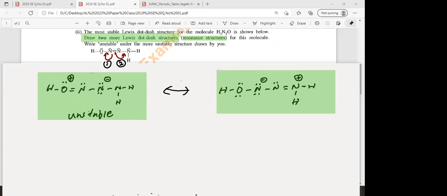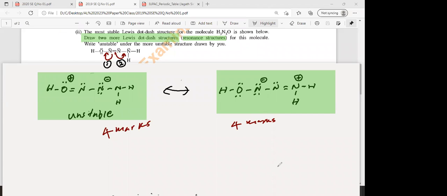Marking: they have given 4 marks for this and 4 marks for this, so 4 marks for each. For the previous one and the most acceptable Lewis structure, they have given 6 marks.